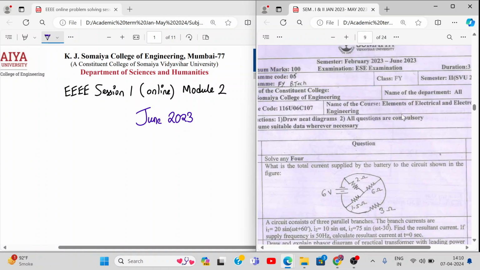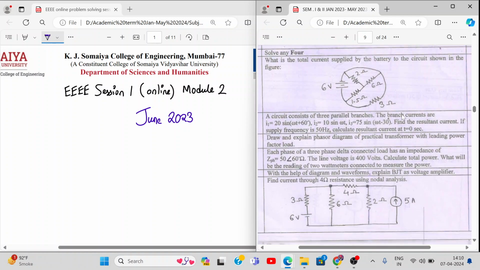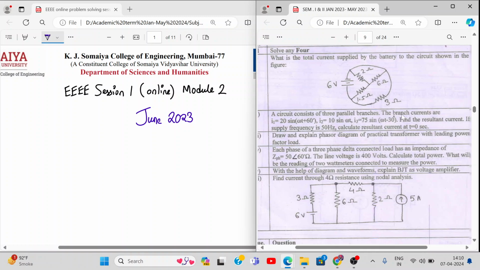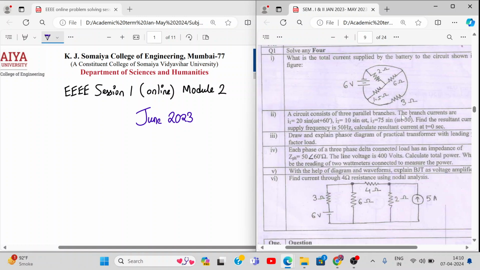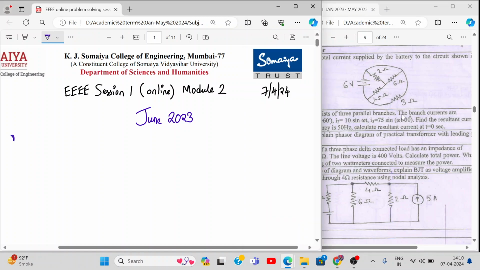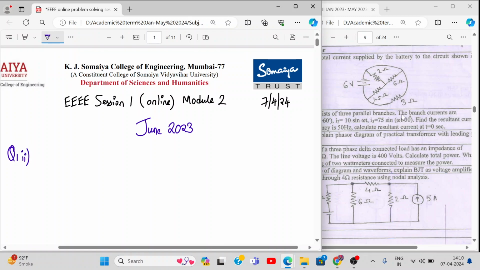So we are referring to the June 2023 ESE paper. Let us start solving. Question number 1, second part, is from AC circuits. So let's try to solve that. What is the question?